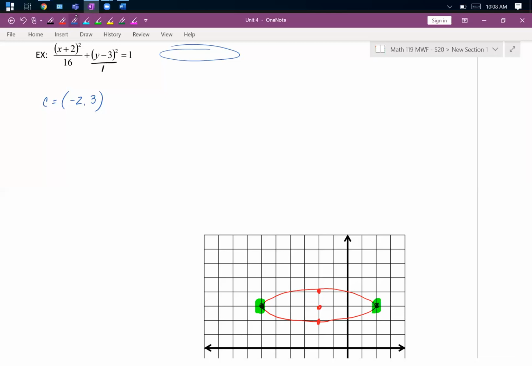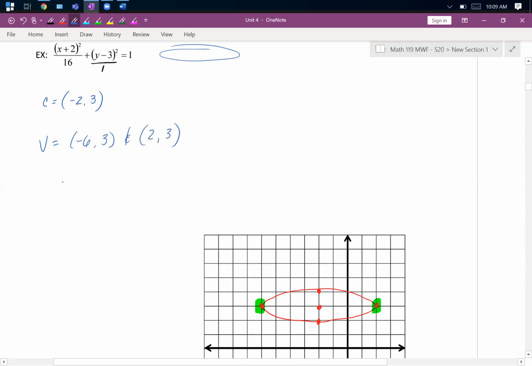So we are going to first list our vertices. Our vertices are the endpoints in whatever our long direction is. So what are our vertices this time? -6, 3, and 2, 3. Great.